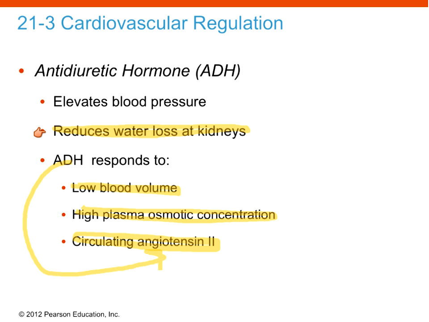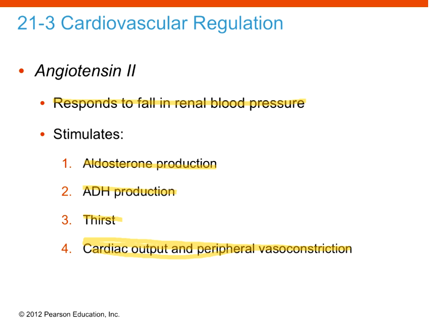So antidiuretic hormone works directly by reducing water loss at the kidneys, and antidiuretic hormone can be released in response to a low blood volume or a high plasma concentration, and it can also respond to circulating angiotensin II. So elevations in the amount of angiotensin II are a signal to have more antidiuretic hormone released to increase the blood volume.